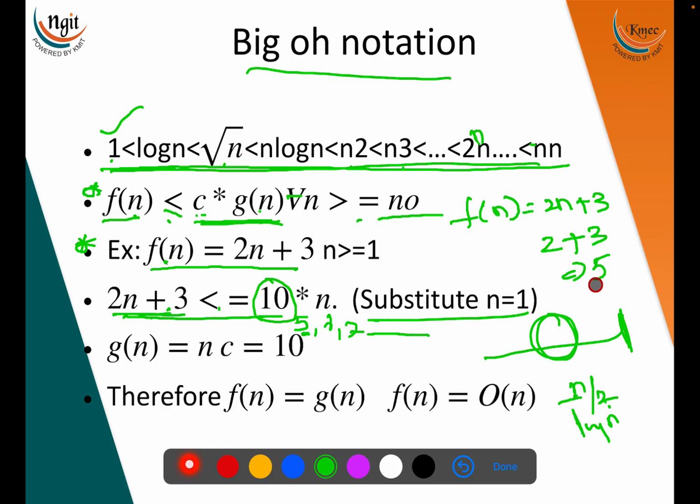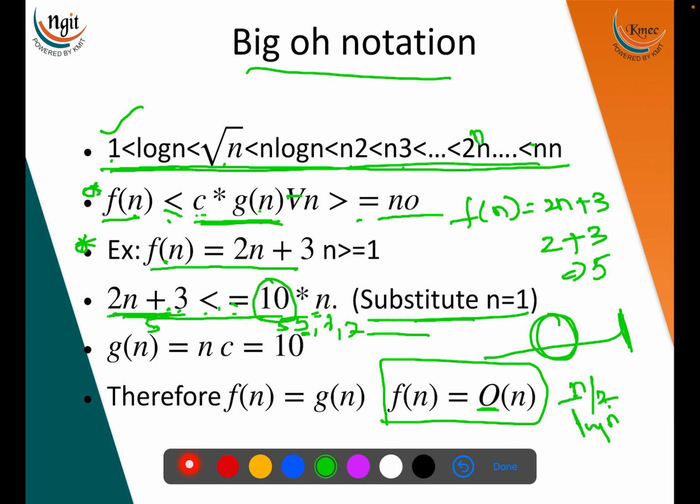You can take any value over here. It doesn't mean that you have to take only 10. Now keep in mind 2n plus 3 less than or equal to 5 into n. Substitute n is equal to 1. Now 2 into 1 plus 3 is 5. 5 into n is 5. 5 equals 5. Finally, it makes f of n is equal to big O of n.